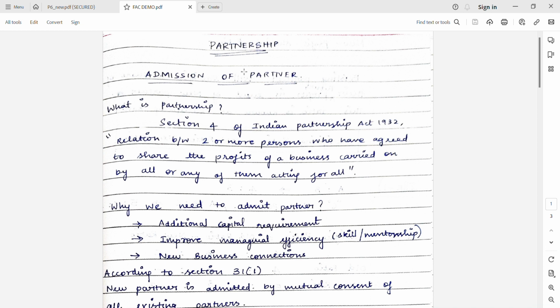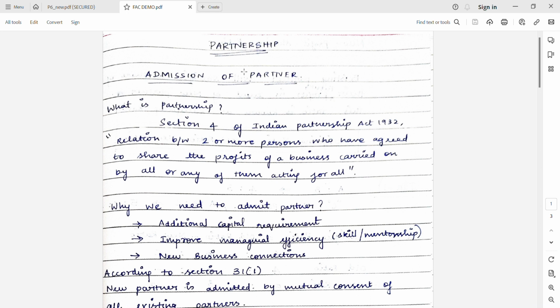My name is Deepika. I have completed my CMA and am working in an organization that delivers US accounting services. So for this demo session, we will be seeing how to calculate the new profit sharing ratio in the event of admission of a partner in a partnership firm.